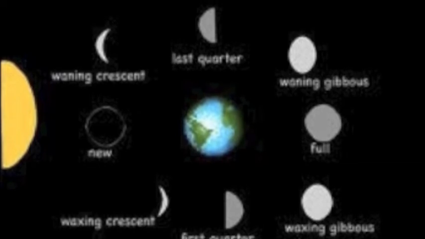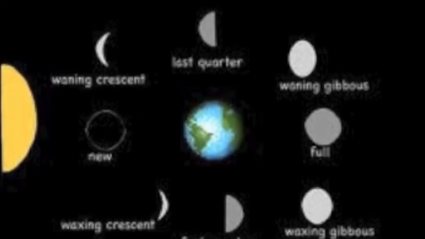This happens because the moon is revolving around the earth, and we only see the part that the sun is shining on. Now here's Rachel to explain the seasons.